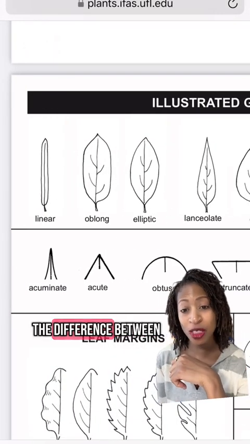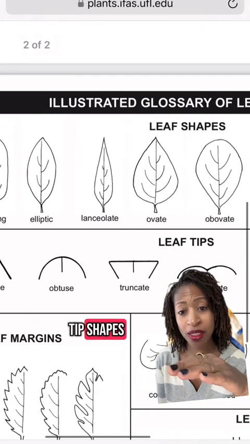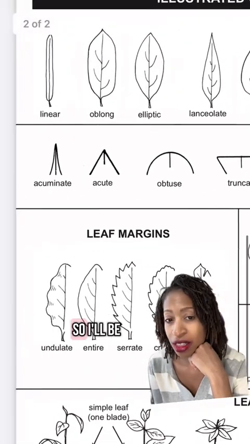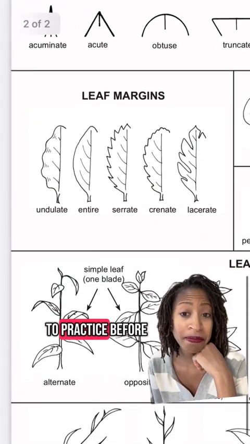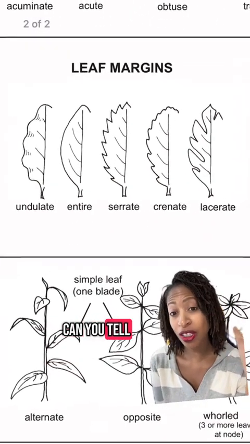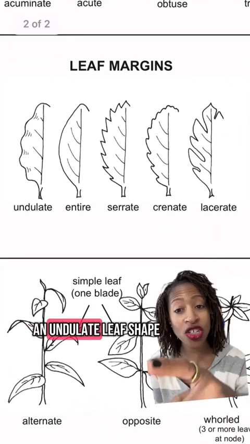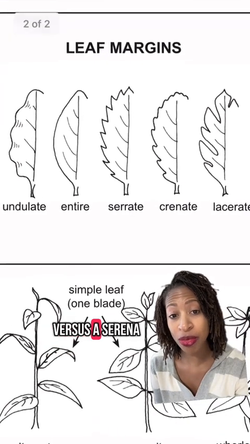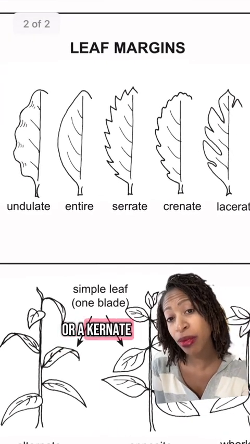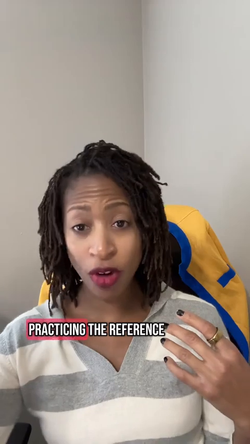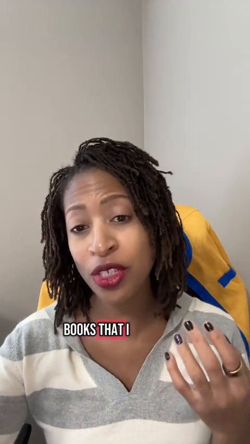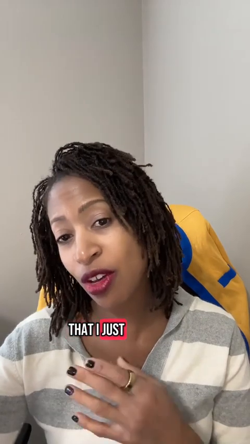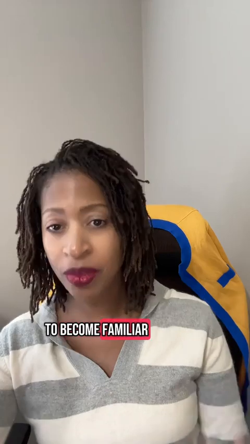Can you tell the difference between the different leaf tip shapes? This is all going to be important for you to practice before you get out in the field. Can you tell the difference between an undulate leaf shape versus a serrated leaf shape or a crenate leaf shape? Take some time practicing. The reference books that I recommended for this course use the terms from the sheet that I just talked about, so it's important to become familiar with them.